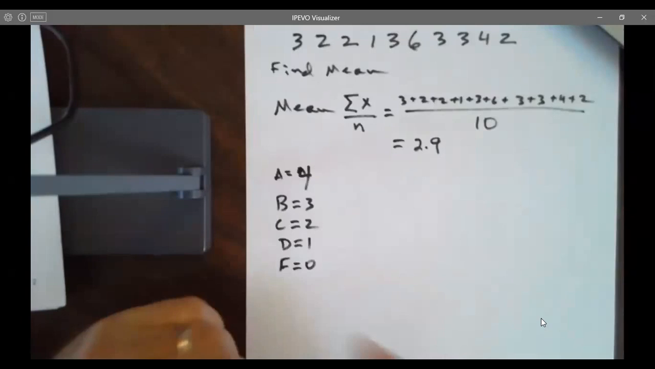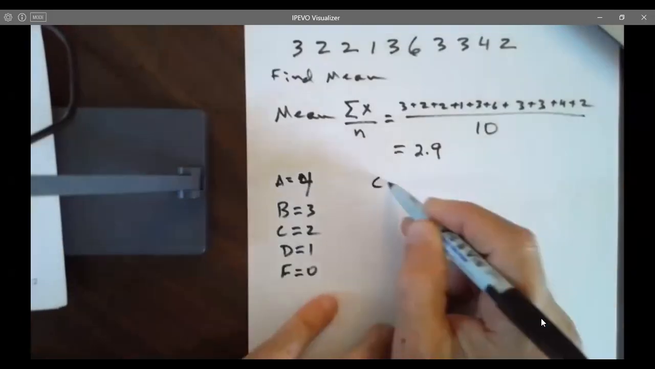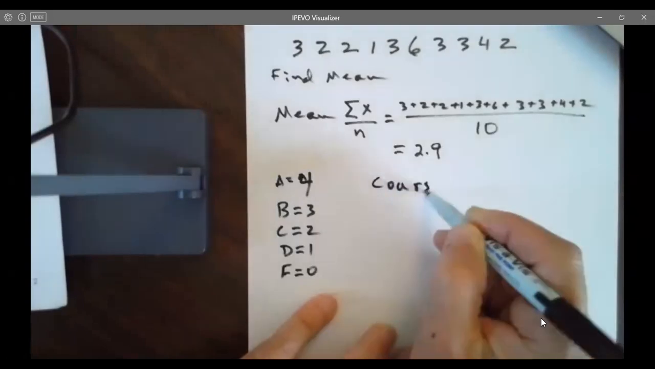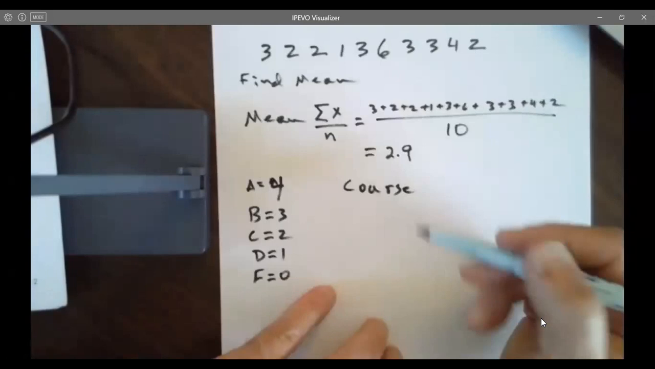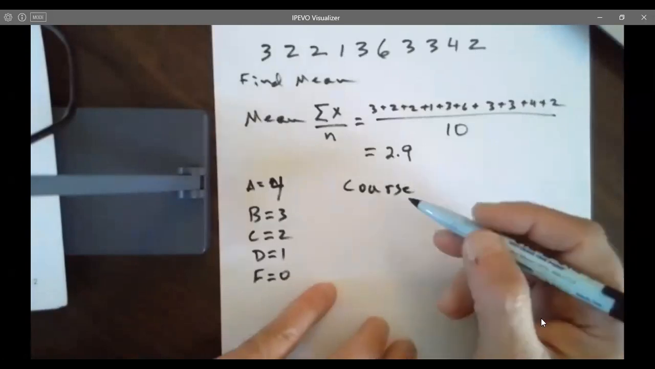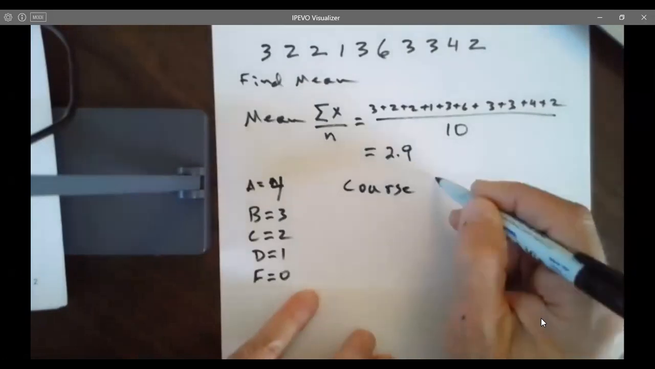So let's say we have a student and they want to know what their GPA is from the classes that they're taking. So he's taking a course and then grade points.